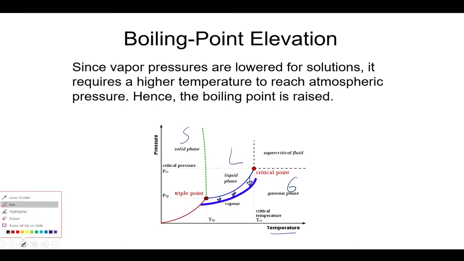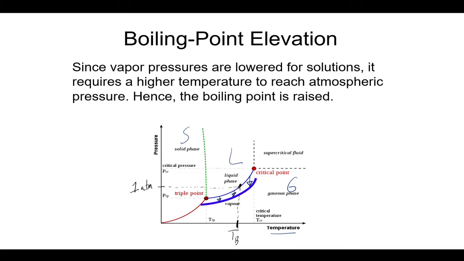Where is the boiling point on here? Well, if my atmospheric pressure is here, right? Let's say this is happening at sea level, 1 atmosphere. The boiling point is, you walk over to the curve right here. That's what it used to be. And it would be right here. This would be the temperature of the boiling point.